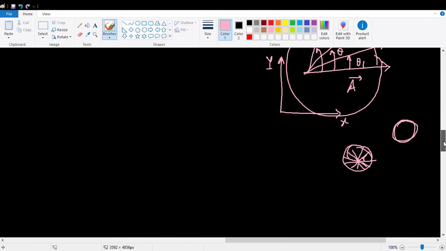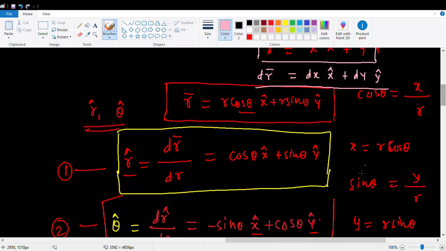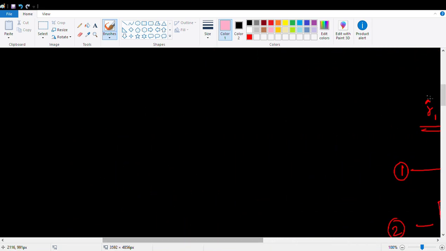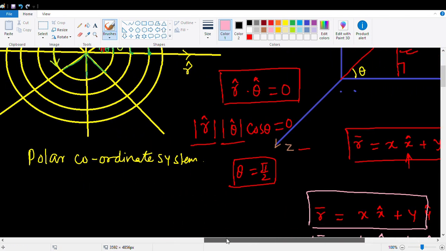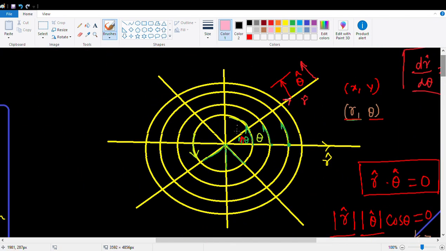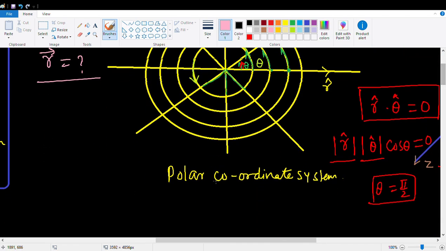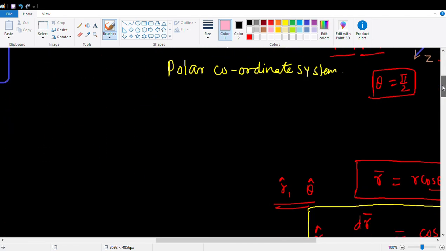Well, what happens to the position in the polar coordinate system? How can one give the change in position in the polar coordinate system? Okay, now we have seen that in Cartesian I have described these.